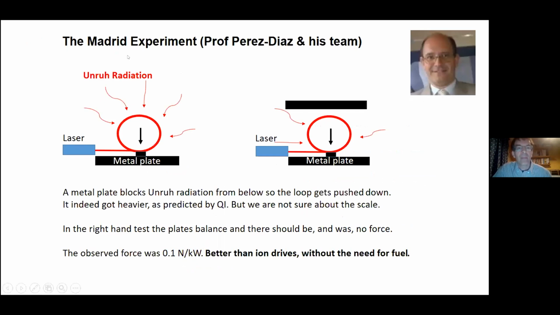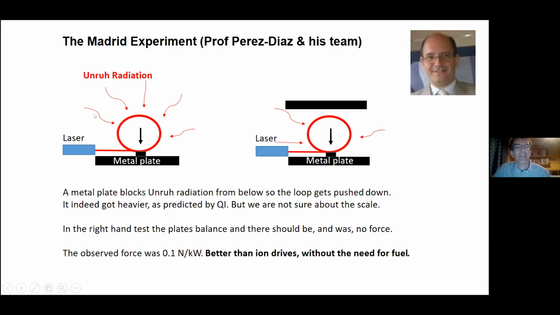There was also a lab in Madrid, Professor Perez Diaz, shown here, and his team. What they did was they had a laser, put the signal into a fiber optic loop with 300 loops, and then placed a metal plate in the vicinity.